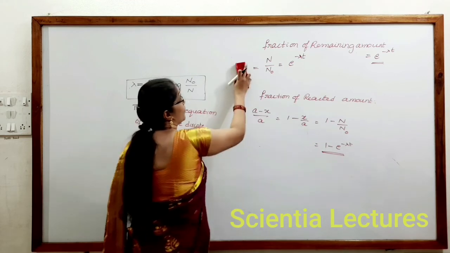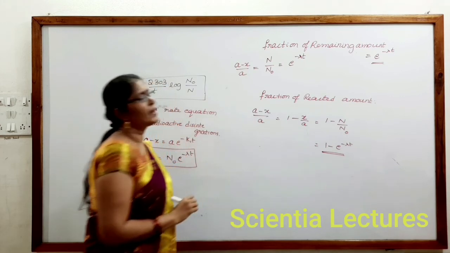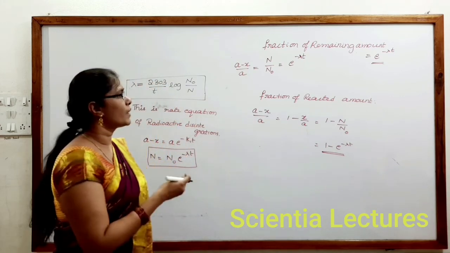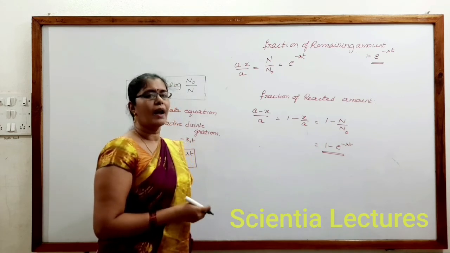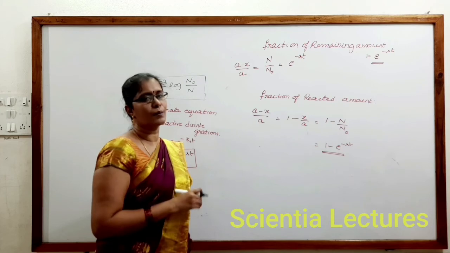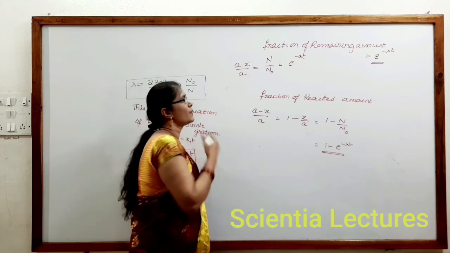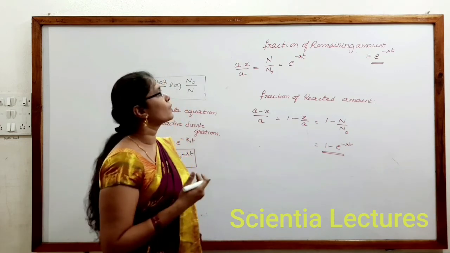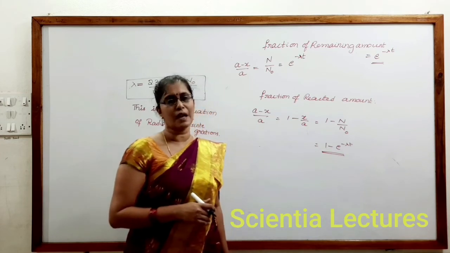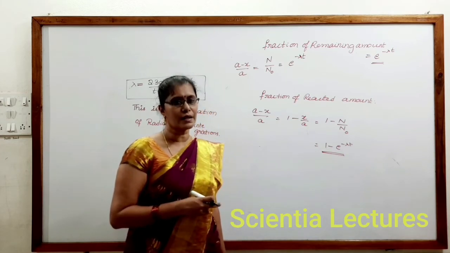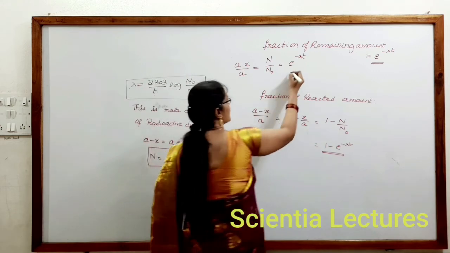The fraction of remaining amount is A minus X by A. Instead of A minus X, we represent the number of radioactive elements remaining, N, and instead of the initial amount, the initial number of radioactive elements, N0. That's what we have checked from the beginning. So A minus X by A must be equal to N by N0 equal to e power minus lambda t. So directly, if the question asks the fraction of remaining radioactive elements, we can write e power minus lambda t. Many times this was asked in the exam also.